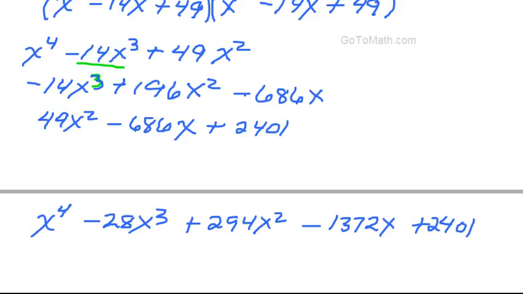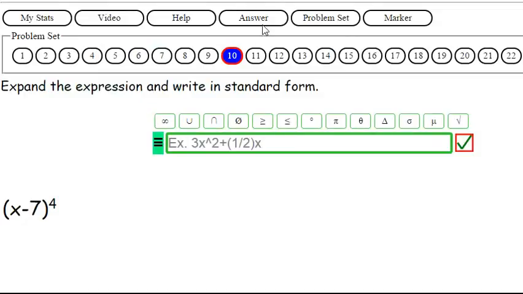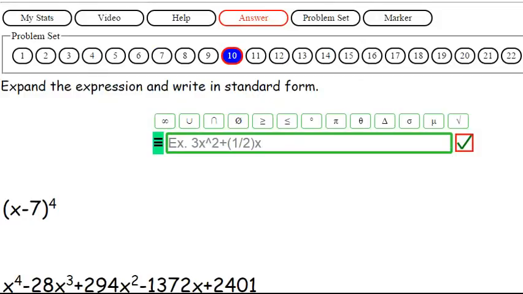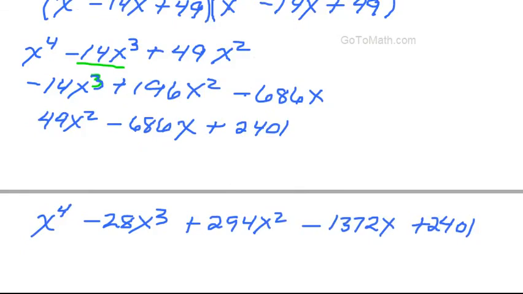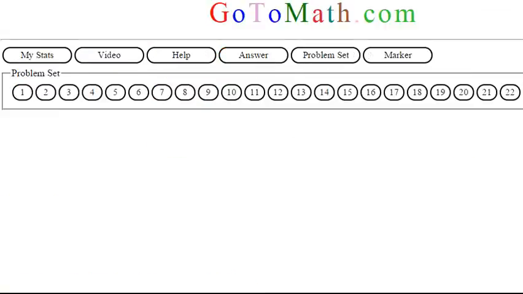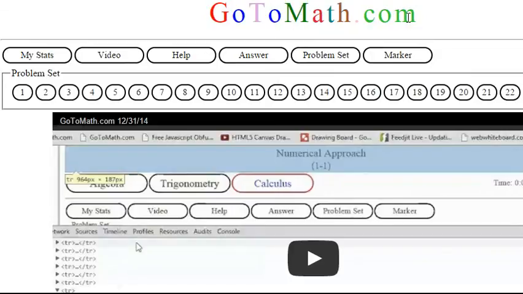Okay, so I sure hope that's it. Take a deep breath. We got x to the fourth minus 28x cubed, 294x squared, minus 1372x, 2401. Okay. Holding my breath. Alright, well, there it is.